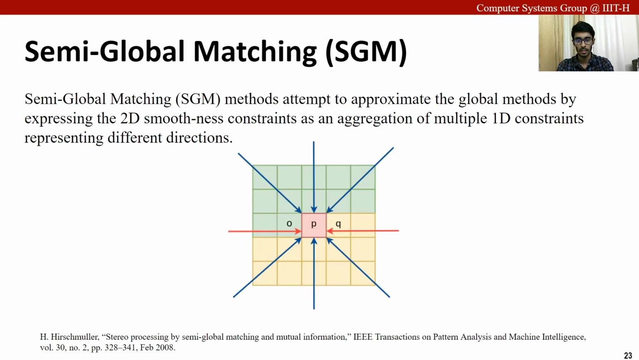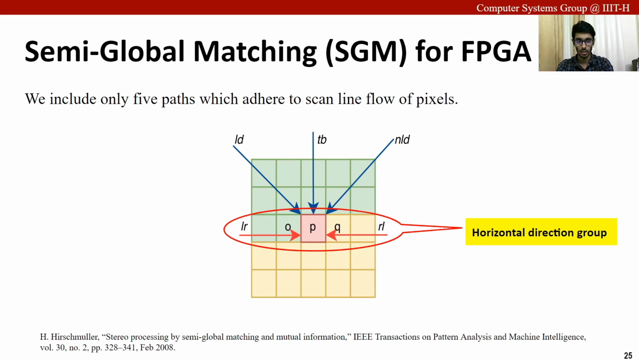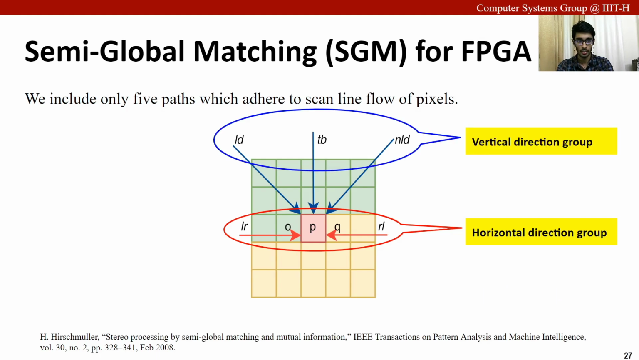Semi-global matching method attempts to approximate the global methods by expressing the 2D smoothness constraint as an aggregation of multiple 1D constraints representing different directions. Specifically for hardware implementation, we can include only 5 paths which adhere to the scan line flow of pixels. So we divide these 5 directions into two groups. Group 1 is the horizontal direction group which consists of LR and RL. LR left to right, RL right to left. Other group, vertical direction group, which includes LD leading diagonal, TB top to bottom, and NLD non-leading diagonal.